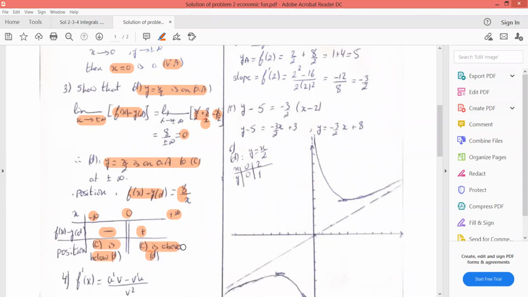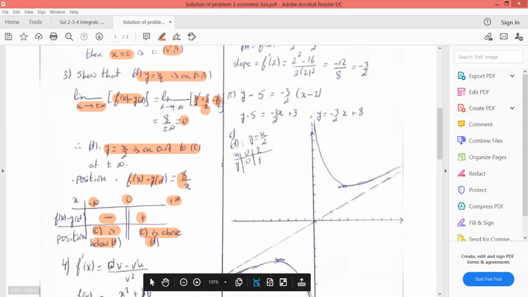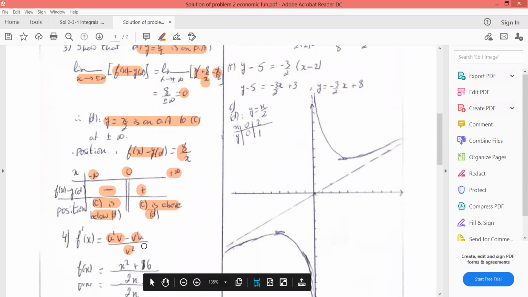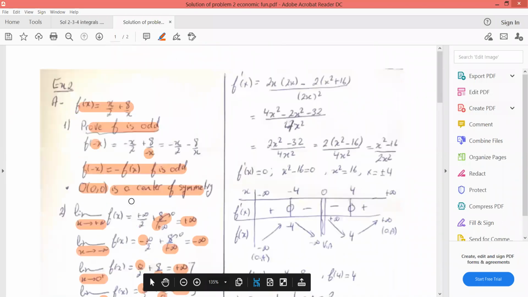So to know the position between the curve and the oblique asymptote, we find the limit of f(x) minus y. Now, calculate f prime x. We have done this many times. f prime x is equal to (u prime v minus v prime u) over v squared. Here I take the LCM.